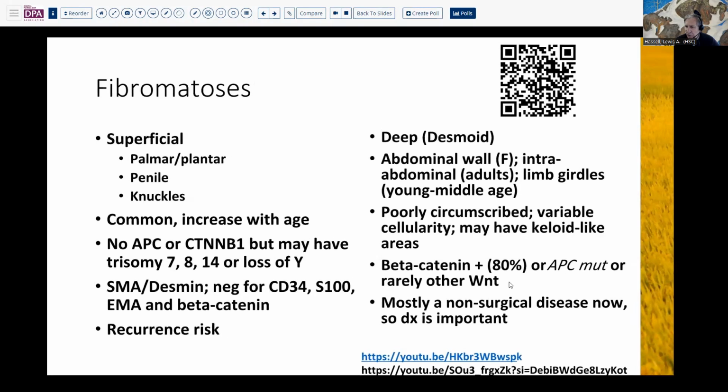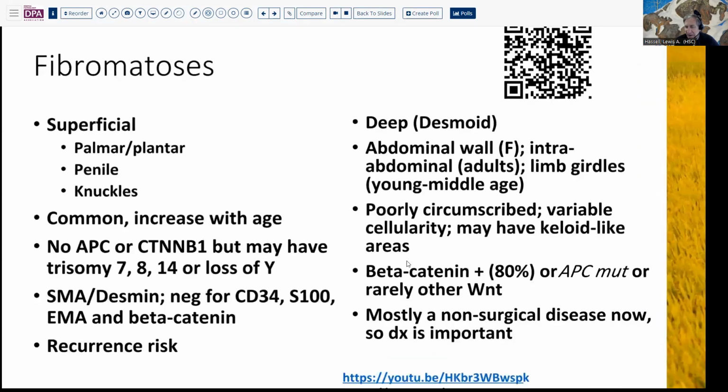In contrast, these tumors are about 80% beta-catenin positive with immunohistochemistry. And if negative, due to poor sensitivity of your immunohistochemical stain, you can do genotyping to see if they've got the CTNNB1 mutation or some other mutation, such as in the APC gene, that is identified. Rarely other markers within the Wnt signaling pathway can also be seen.